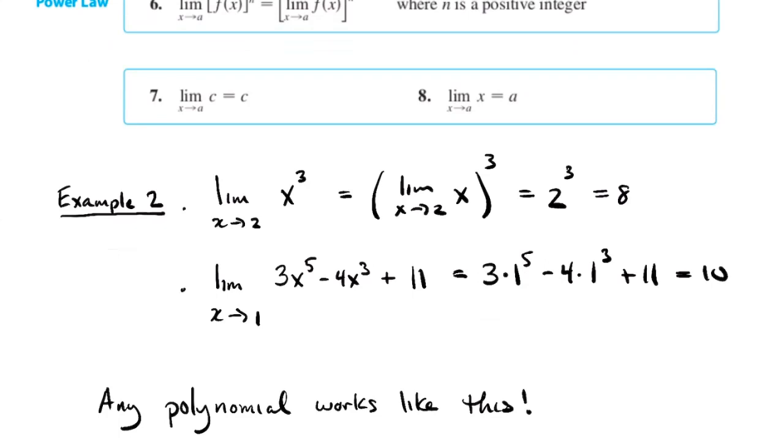What's a polynomial? A polynomial is an expression like this. It's got whole number powers of x, no negative exponents. Whole number powers of x are constant terms, multiplied by numbers and added and subtracted together. So any polynomial looks like that. In fact, if you think about what we did, we evaluated this limit just by plugging in the value 1. Yeah, we just evaluated the limit by evaluating the function. Any polynomial will work like that. The limit laws say it's so.